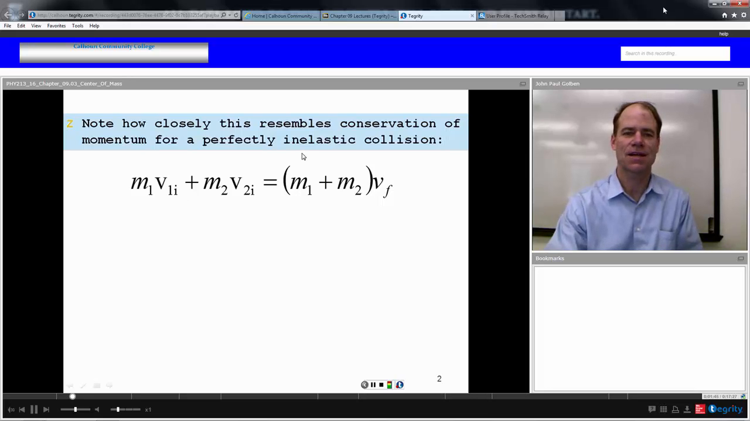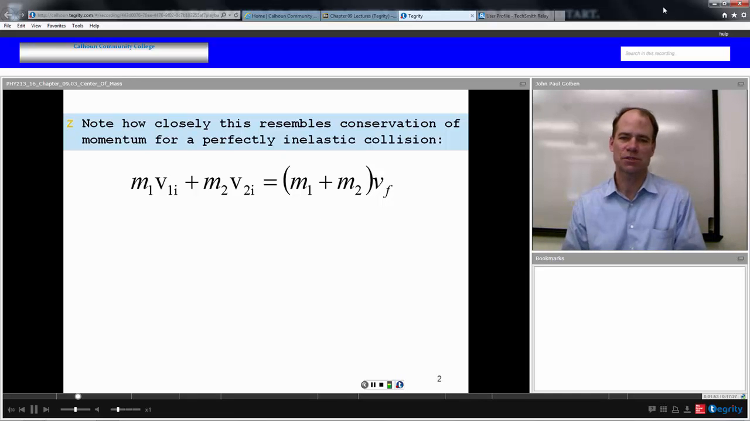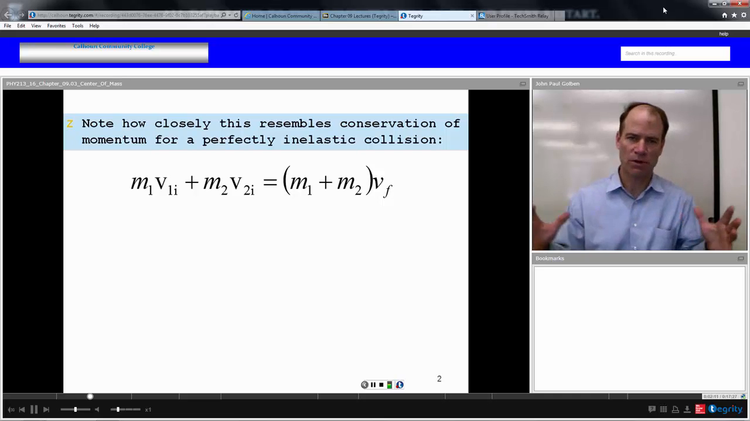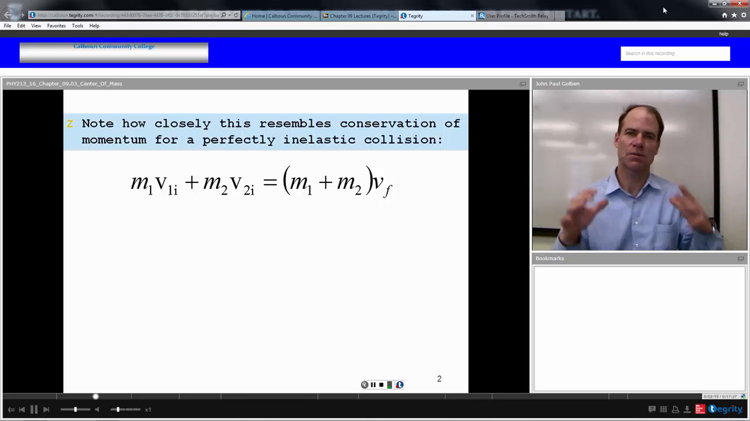This is the conservation of momentum equation for a perfectly inelastic collision. Mass 1 v1 initial plus mass 2 v2 initial equals mass 1 plus mass 2 common v final. And what we're saying here is our initial momentum equals our final momentum, but our initial momentum was all these masses doing their own different velocities, and then the final momentum, where they stick together and move as a common mass with one velocity, it's really the whole system moving as one mass with one velocity after the collision.